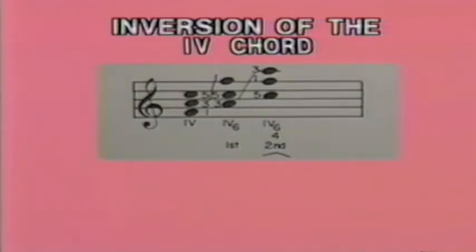Let's leave the 1 or tonic chord just as it is, C, E, G, and let's look at the subdominant chord, F, A, C. I can rearrange the order of the notes. Take the F, which is on the bottom, or the root of the chord, and put it on top. Now I have A, C, F. This is called the first inversion.